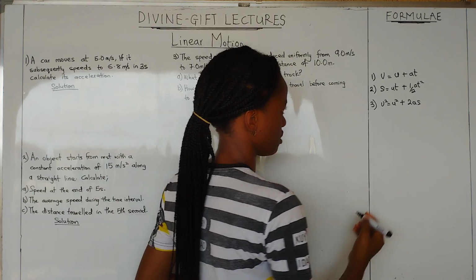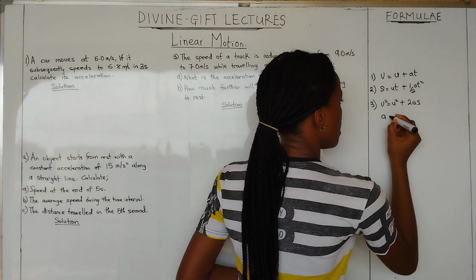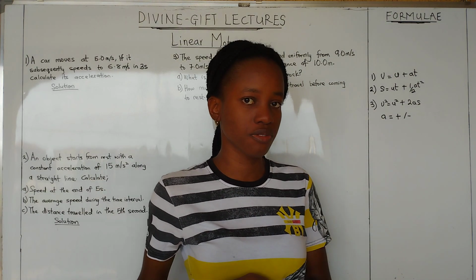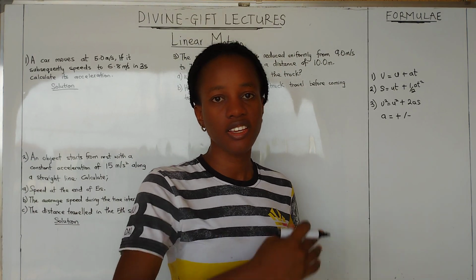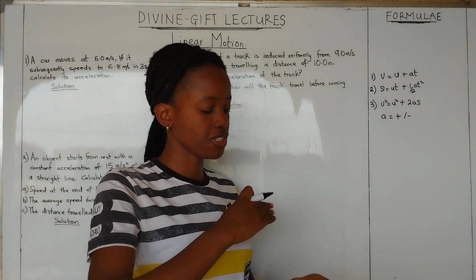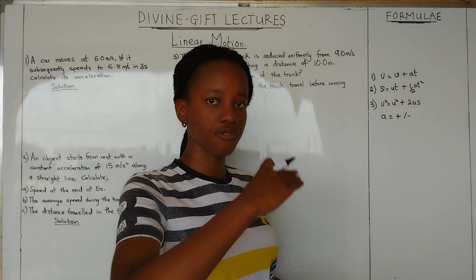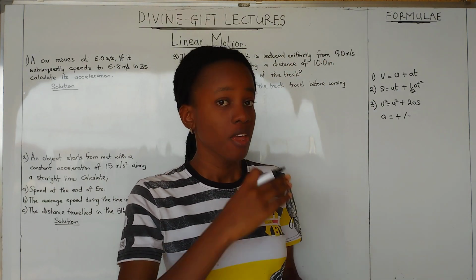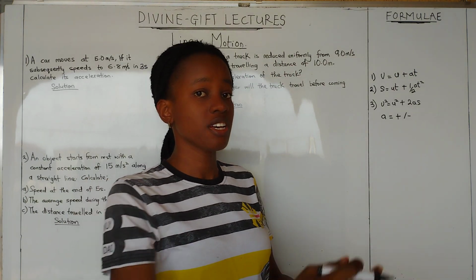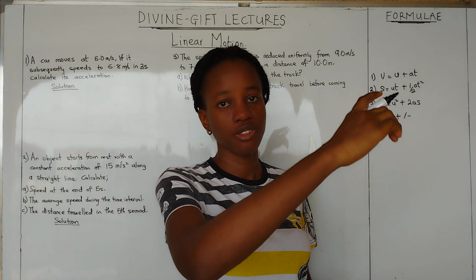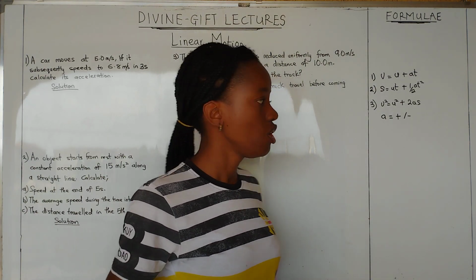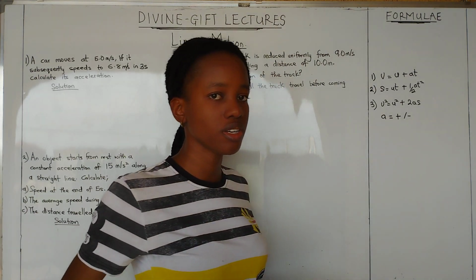Now, we have to take note of something. Acceleration can either be positive or negative. Remember that acceleration is change in velocity per time. If velocity is increasing per time, for example, going from 3 meters per second to 4, to 5, to 6, to 7, to 8, then it means that acceleration is positive. If it is negative, it means that velocity is decreasing with time, for example, from 8 meters per second to 7, to 6, to 5, and it keeps going down. That's negative acceleration. So acceleration can either be positive or negative.